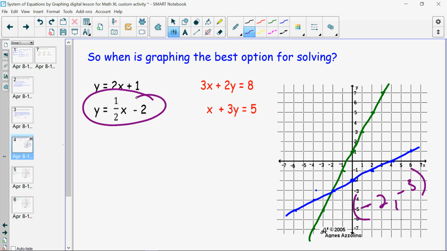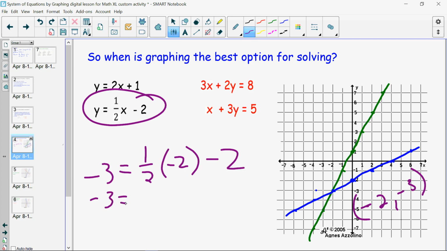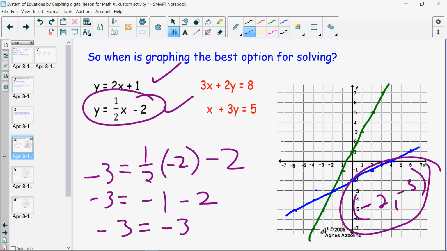So now I'm testing this one. So again, y is still -3. Now I have 1/2. That doesn't change. My x is now still -2 because it's supposed to work for both equations. But the rest of my equation is now subtract 2. So again, -3 stays there. 1/2 times -2 is -1. Subtract 2. So again, I get -3 equals -3. So yes, it worked for that. So it worked for both equations. That means this is my solution.